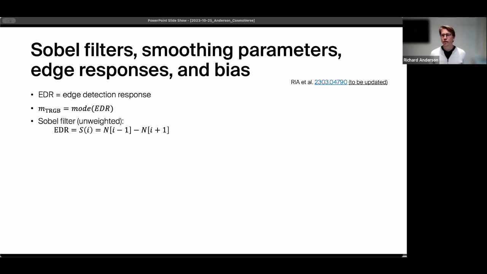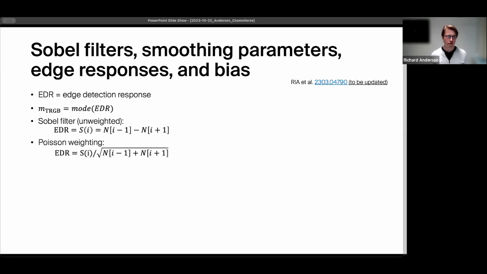Now, the EDR can be based on different combinations of measurements, and what we used in our paper is the unweighted Sobel filter. So here, the EDR is simply the output of the Sobel filter, which is this derivative of the bin above and below the bin of interest. But you can also introduce a so-called Poisson or inverse Poisson weighting, which essentially just divides the Sobel filter by the square root of the number of sources in the bins considered, basically saying this would be the Poisson noise.